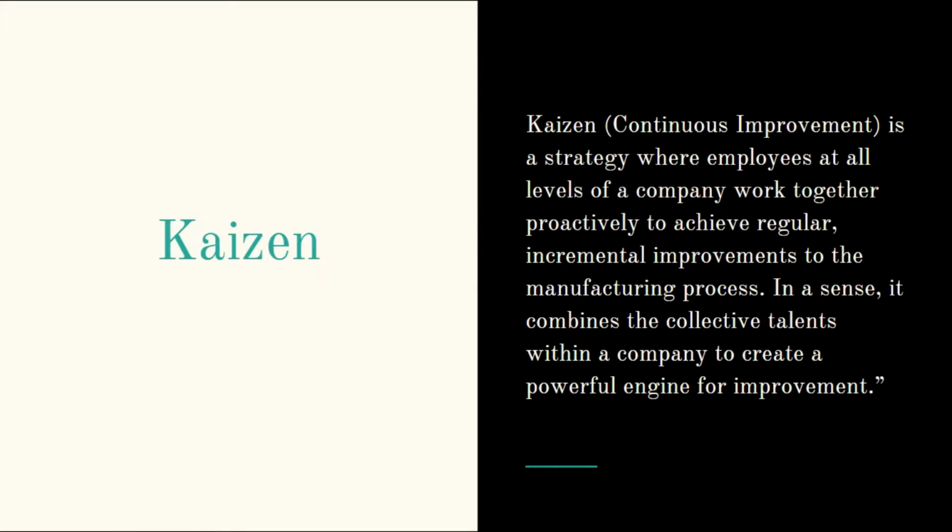Kaizen, also known as continuous improvement, is a strategy where employees at all levels of a company work together proactively to achieve regular, incremental improvements to the manufacturing process. In a sense, it combines the collective talents within a company to create a powerful engine for improvement.